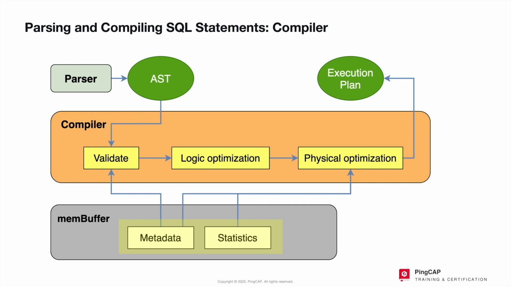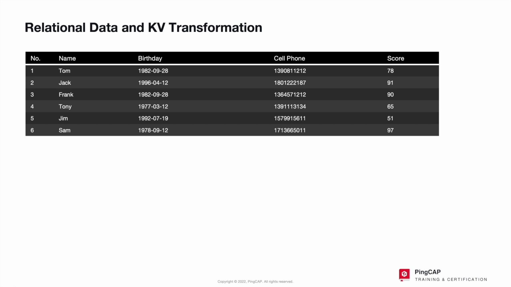It's worth noting that physical optimization requires querying the metadata of the tables that participate in the query. Metadata is used for legality checking and statistics. The metadata and statistics of the table are stored in the TiDB Server cache. Another very important job the TiDB Server performs is the conversion of relational data to key-value pairs. Remember, TiDB Server works with relational data, and TiKV works with key-value pairs.